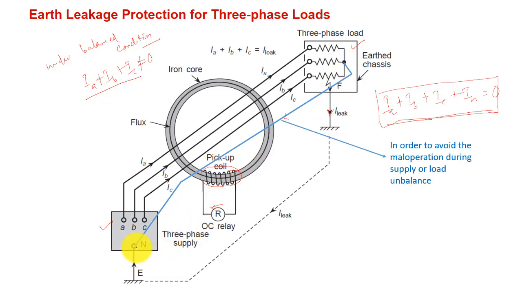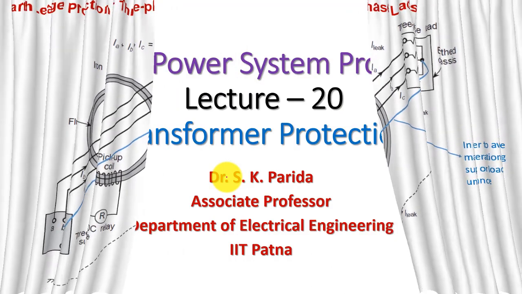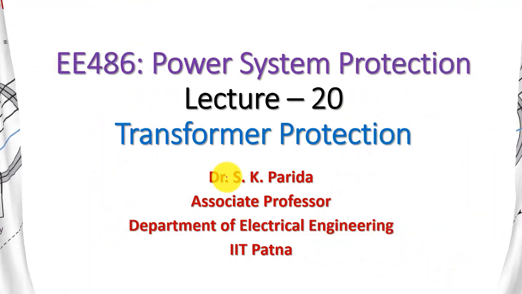In that way, this is also a differential protection scheme, right. So this is the earth leakage protection of a 3-phase load. Okay. We will see more about the application of differential protection schemes in transformer protection and bus bar protection, right. All these things we will see in the next class onwards, that is in lecture 20 onwards.